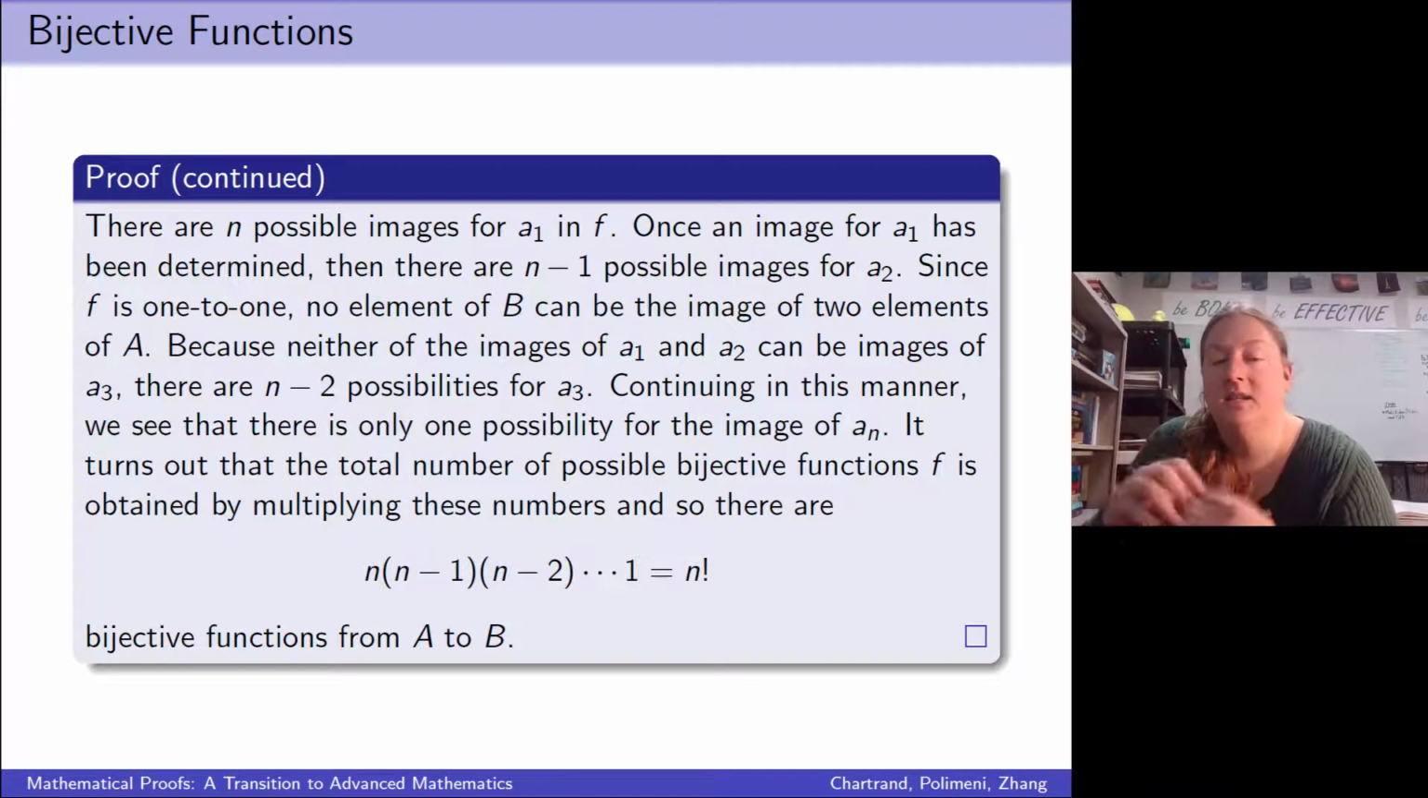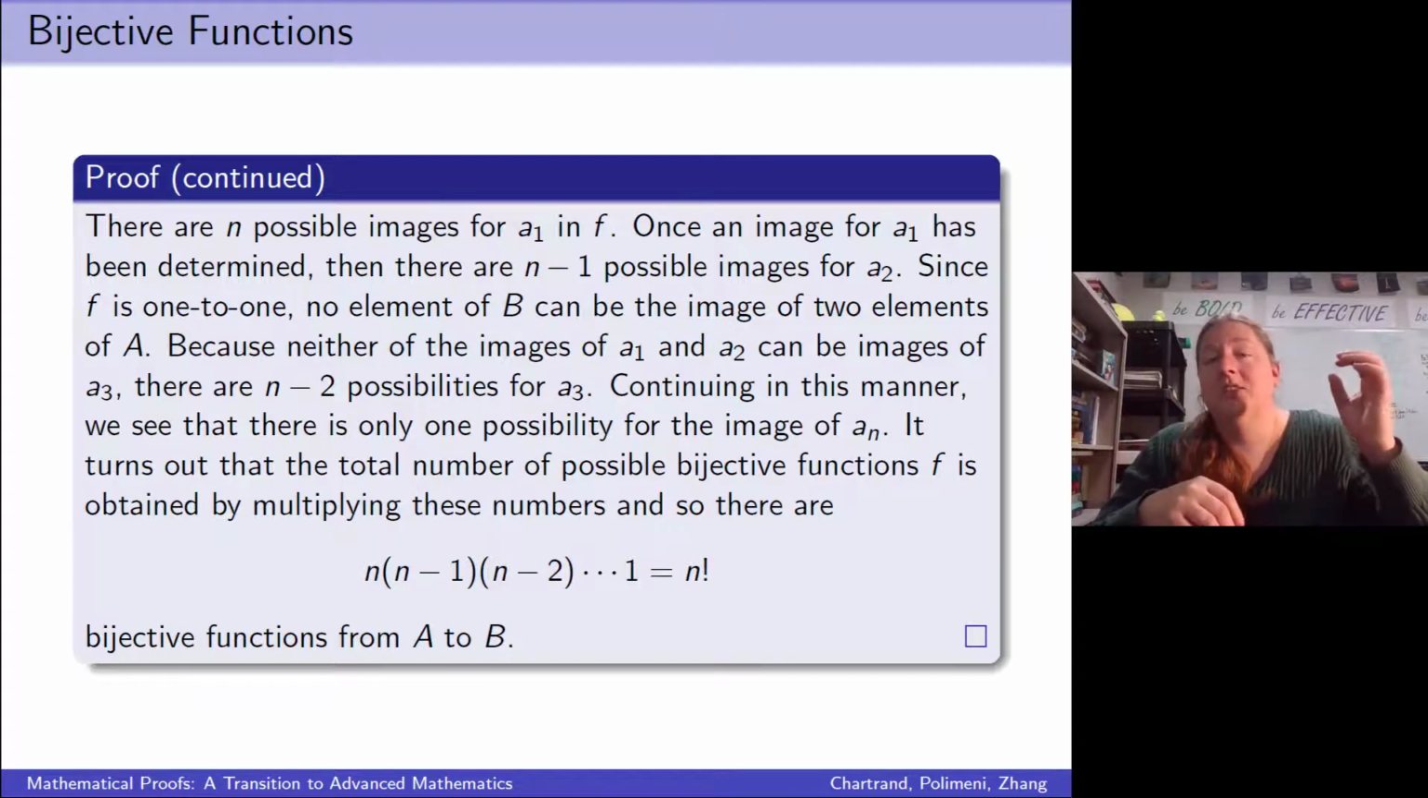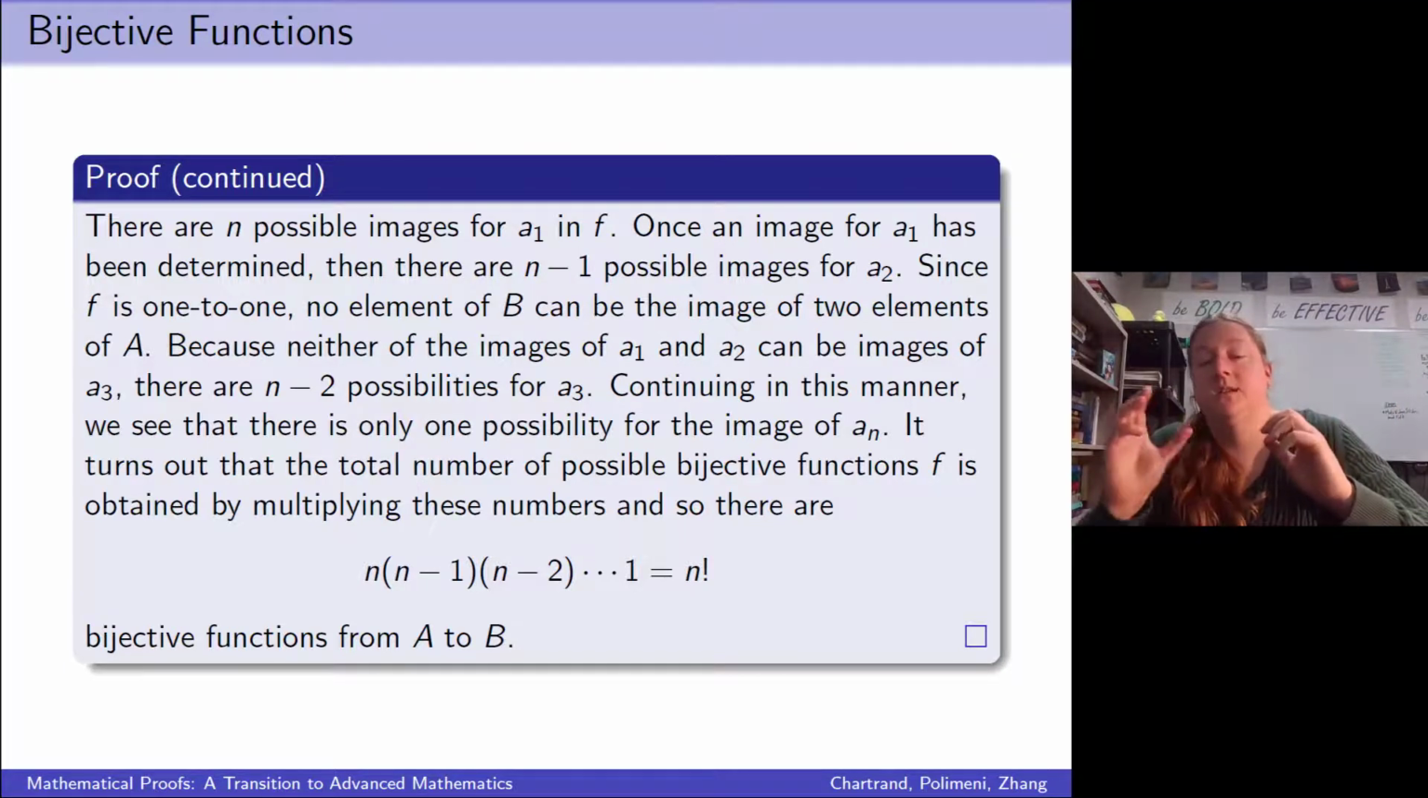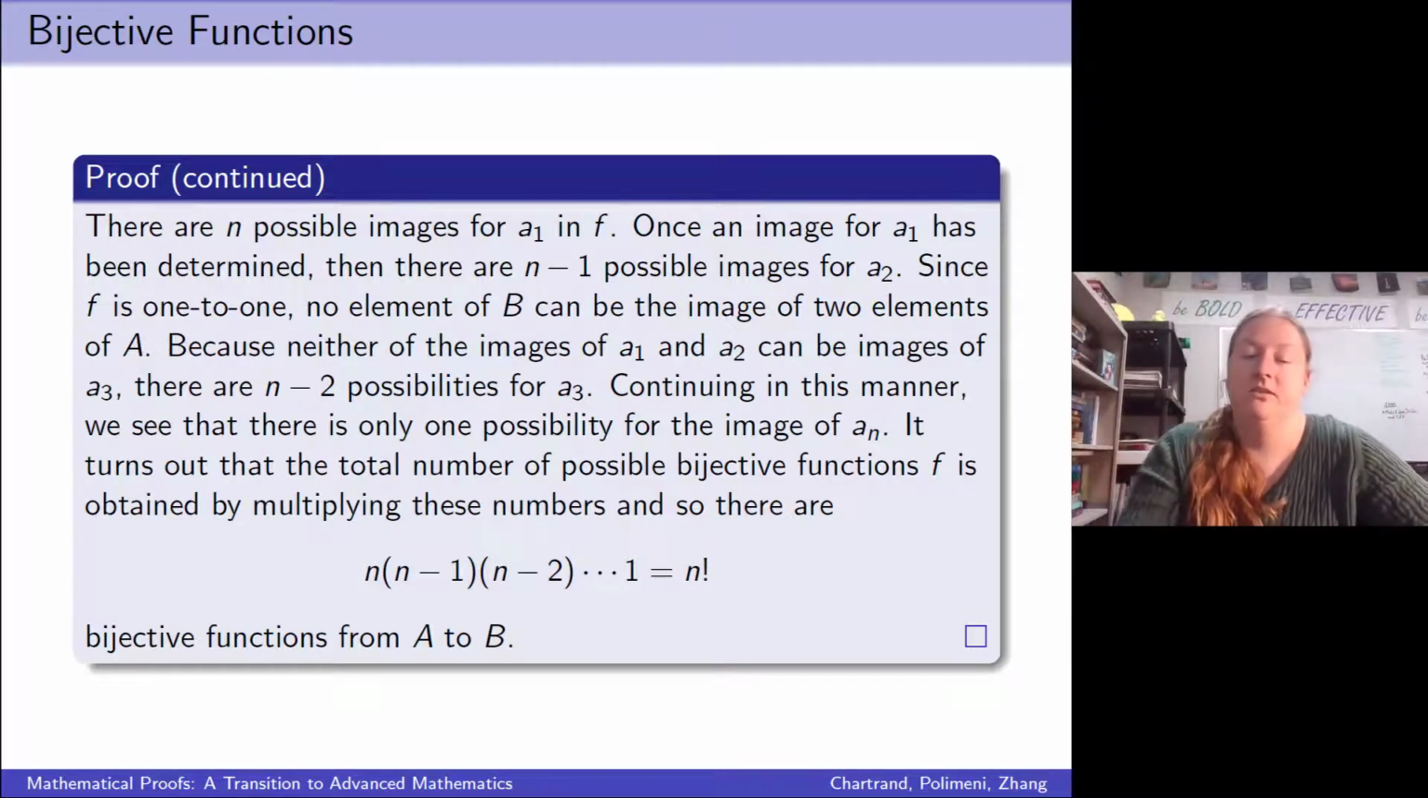And then I can continue, and I keep on continuing until I get to the point where I'm looking for the image of a sub n, and there's only one remaining possibility. So when I do that, it looks like I have n possibilities times n minus 1 possibilities times n minus 2 all the way down to 1, and that is just n factorial.